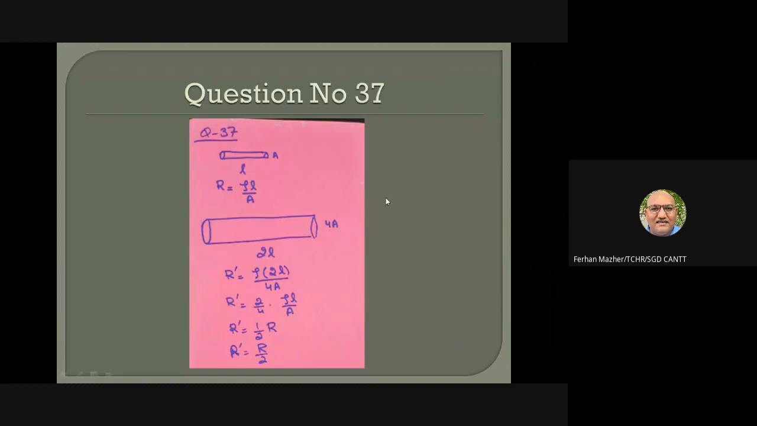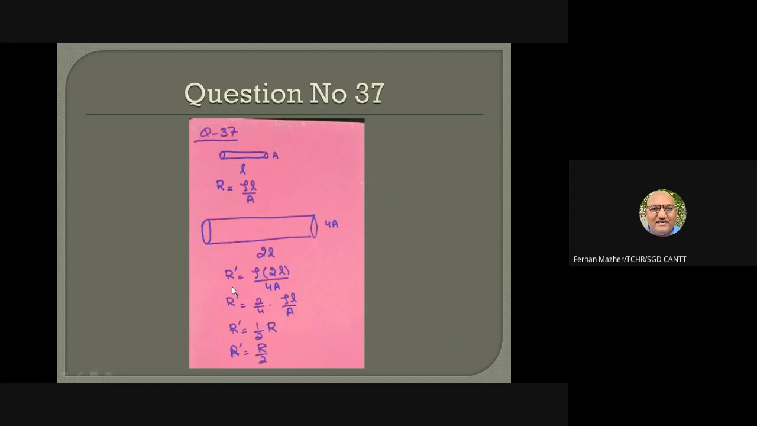You see, the area was A and the length was L, so the resistance will be rho L by A. This rho is known as resistivity. L by A, this is the formula for the resistance. L stands for the length, A stands for the cross-sectional area. Then he says that the same material, if the material is the same, then the resistivity will also be the same. He says now the area is 4 times and the length is double.